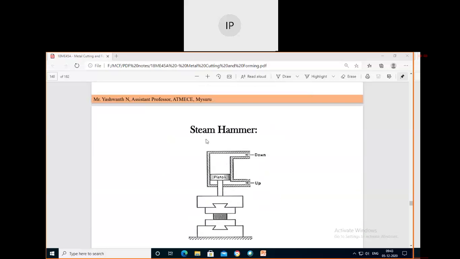Also we discussed a steam hammer. Anand, is my voice clear? Yes, sir.